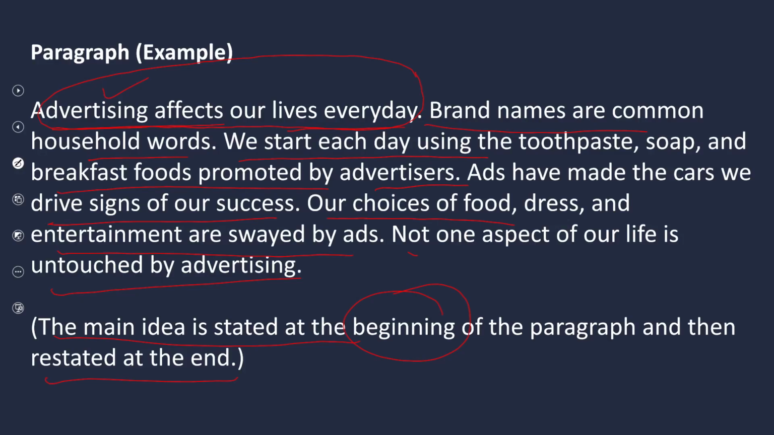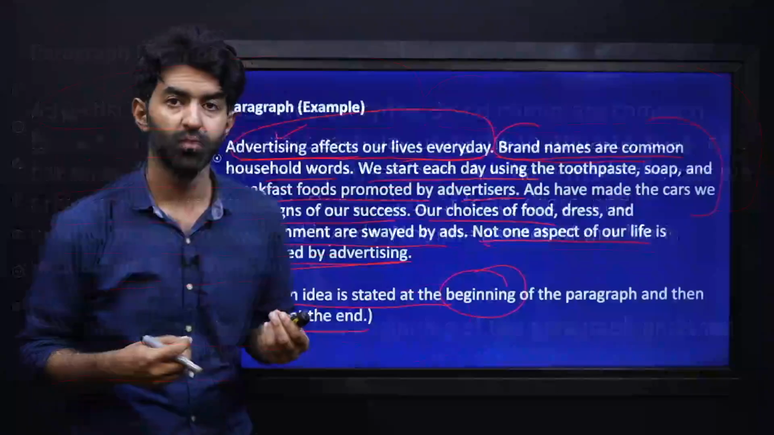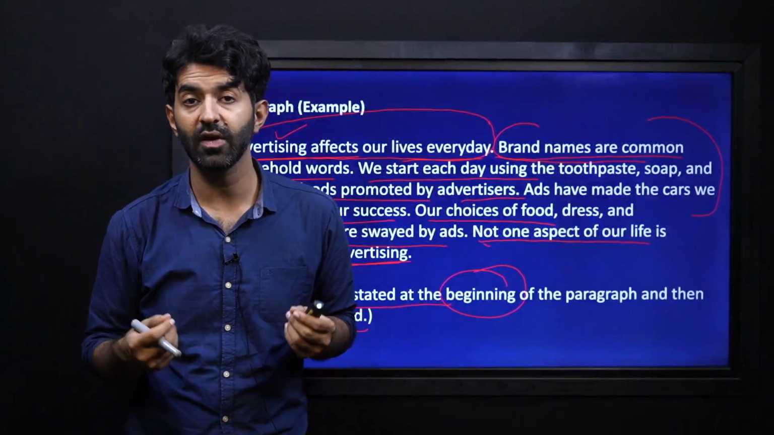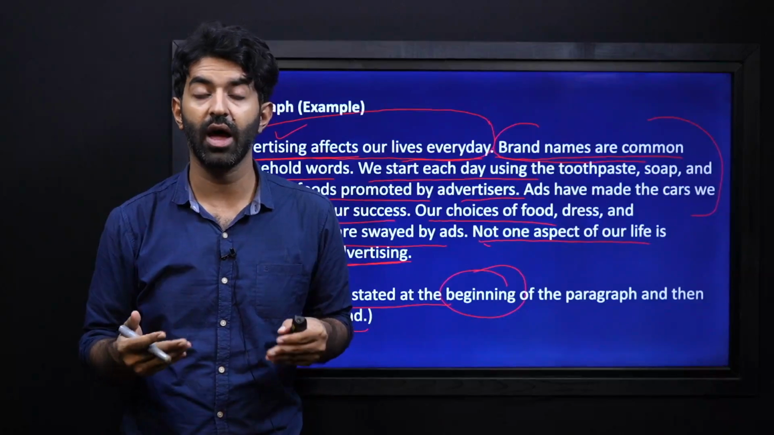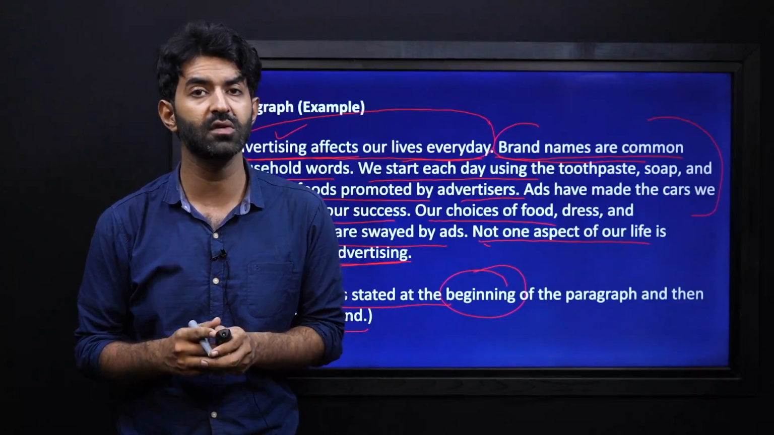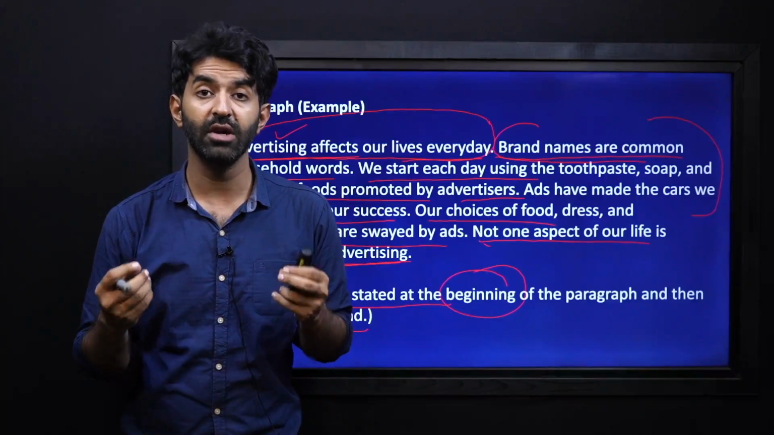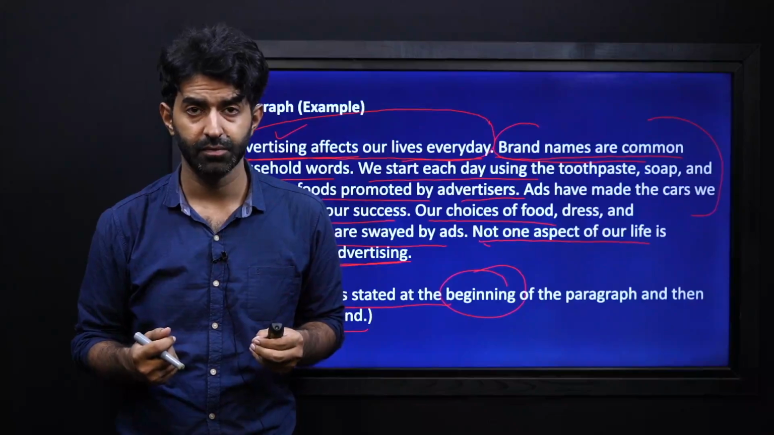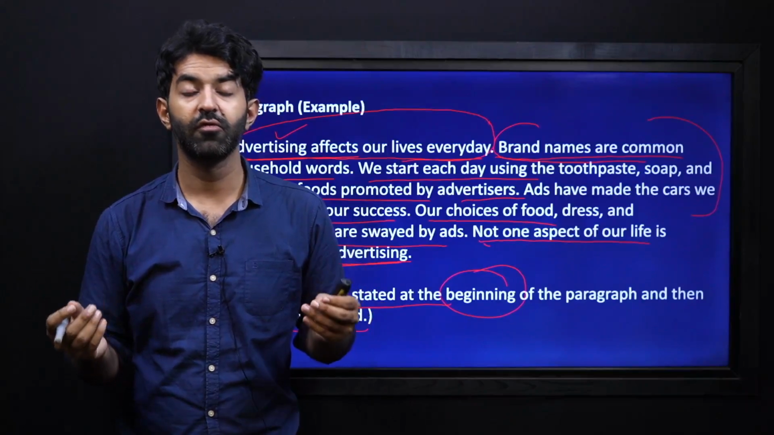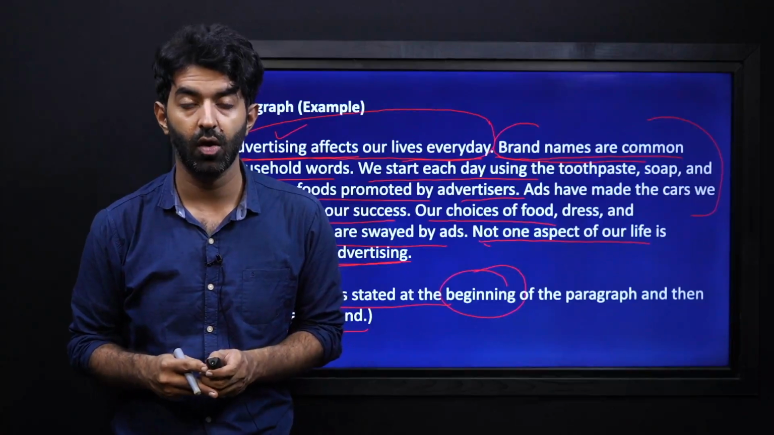And all these remaining sentences are supporting details, and at the end you see a conclusion where you can find the main idea restated. Not one aspect of our life is untouched by advertising. Now, you can see that the opening sentence, the topic sentence, and the conclusion are restating the main idea of the paragraph. This is about the effect of advertising in our daily lives. So, just by reading it, we found out the main idea of this paragraph.